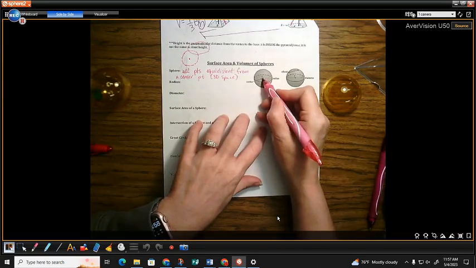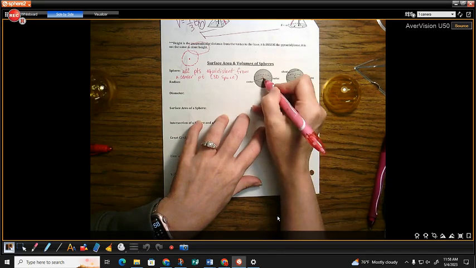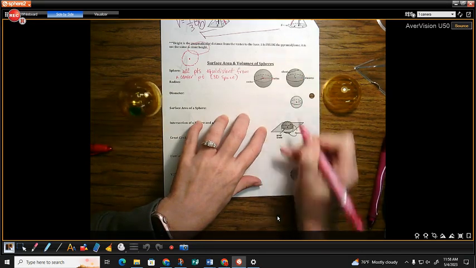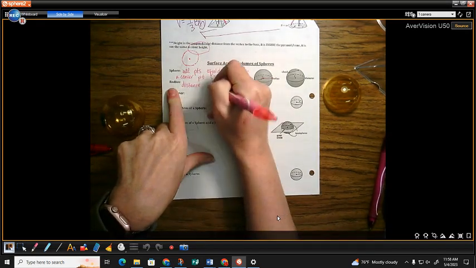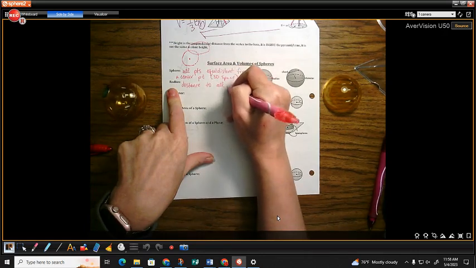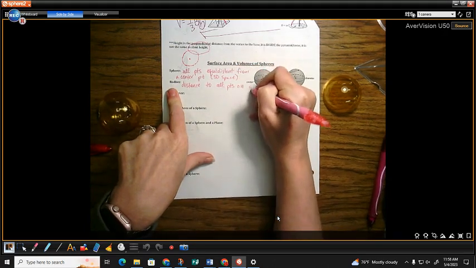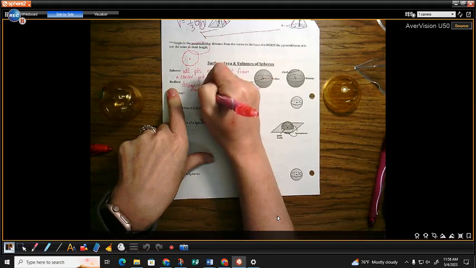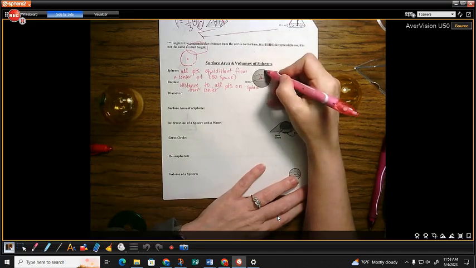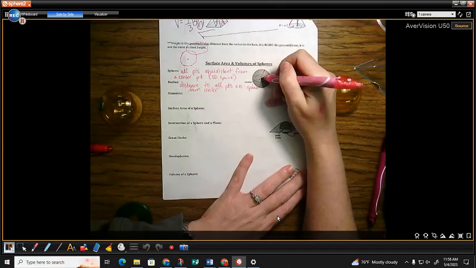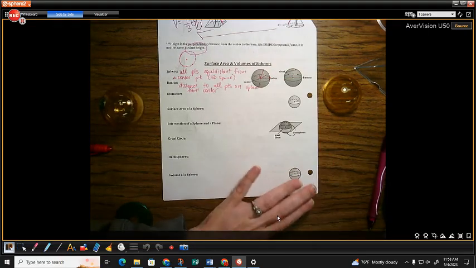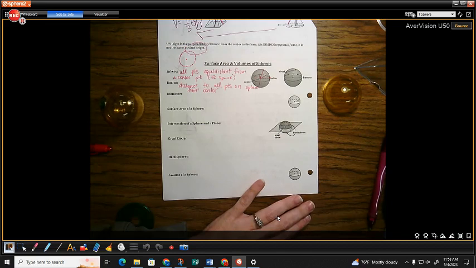Okay? It's going to have a center, and that distance out that's the same everywhere is called your radius. So it is the distance to all points on the sphere from the center. So that distance could be here, it could be up there, it could be down here, it could be over there, could be anywhere. All these distances are all the same. They're all radii.